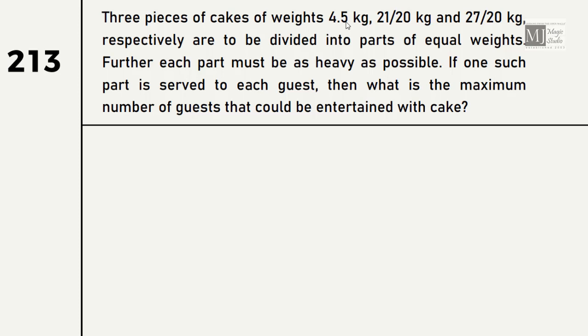Three pieces of cakes of weights 4.5, 21 by 20 kg and 27 by 20 kg respectively are to be divided into parts of equal weights. We need to divide 3 pieces into equal weights. Further, each part must be as heavy as possible.